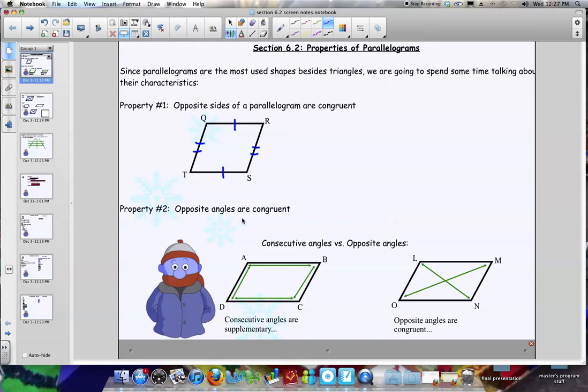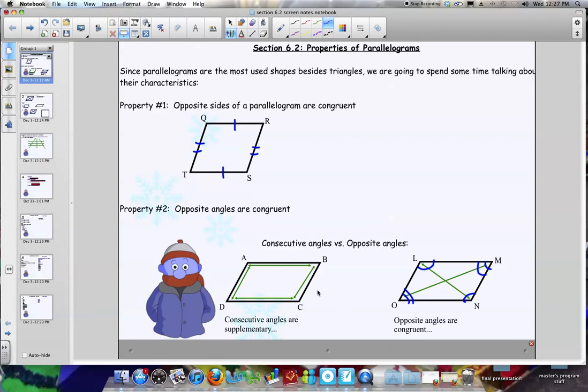Property number 2 has to do with the angles. The opposite angles are congruent. Opposite angles are the angles that sit directly across from each other. These arrows show the opposite angles. Angle L is opposite angle N in this parallelogram, and so therefore we would be able to draw arcs on them saying that they are congruent. The same with angle O and angle M, they would have to be congruent to each other.